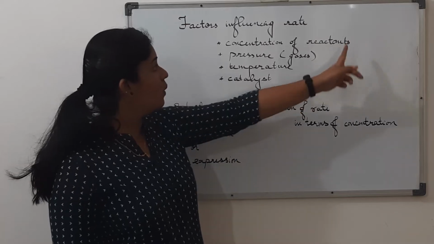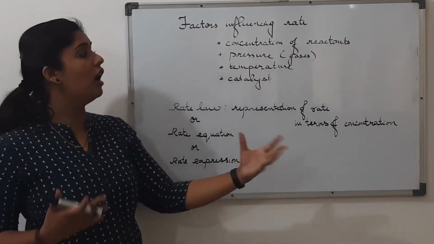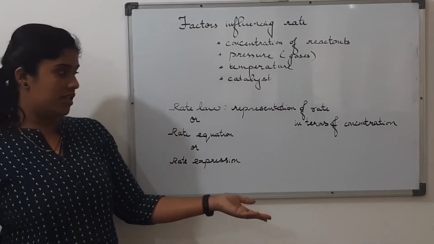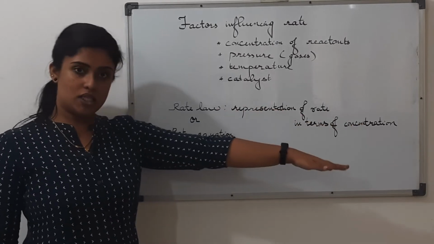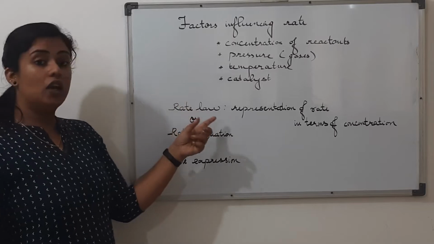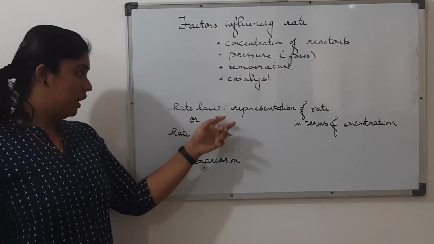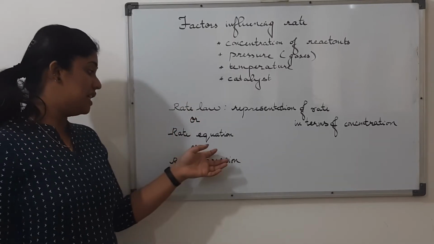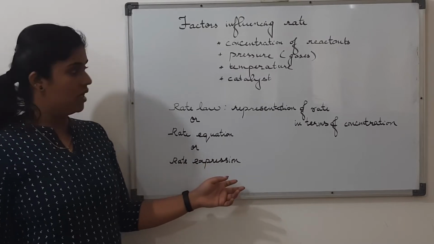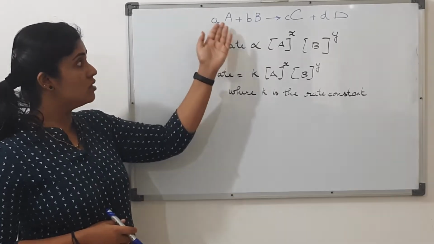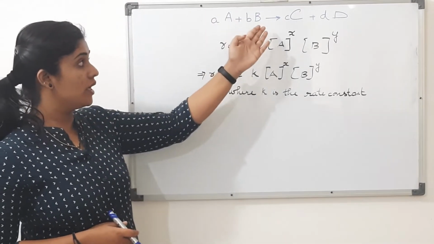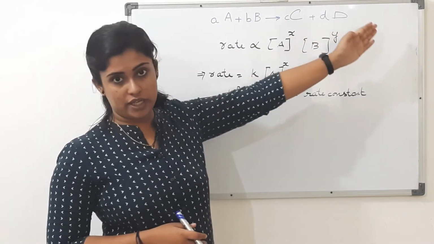Firstly, how concentration affects the rate of the reaction, or how we can represent rate based on the concentration. This representation of rate of the reaction in terms of concentration is called the rate law. It is commonly called the rate law. Also, it is known as the rate equation or rate expression. To write the rate law, consider a reaction where a moles of A react with b moles of B to give c moles of C and d moles of D as products.